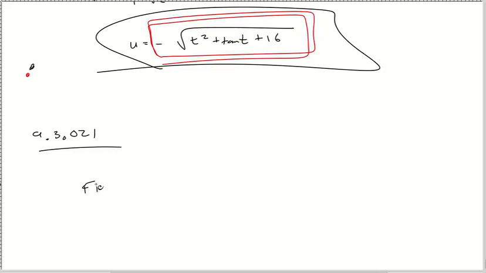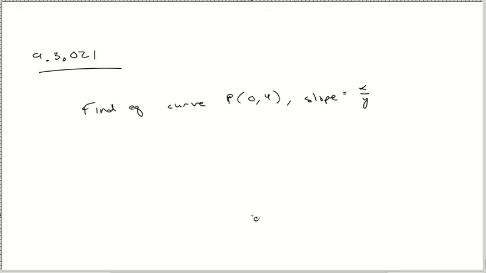So find the equation of the curve starting at point (0, 4), and it has a slope of x over y. Now that's interesting because x over y is variable stuff. So we're talking a variable slope. And a variable slope basically means a derivative of some kind. I'm saying my slope, my derivative, is equal to x over y. So I could just plug that in directly.